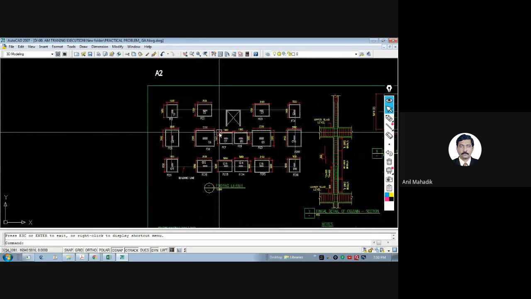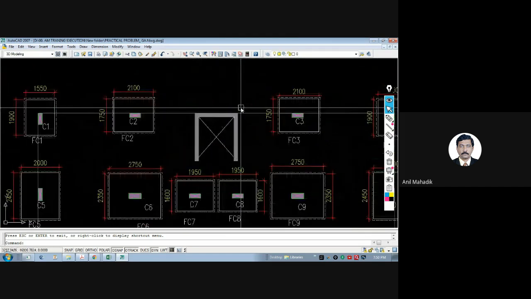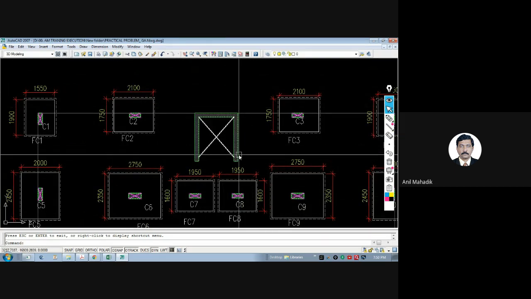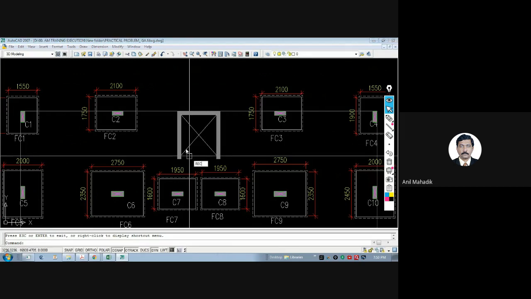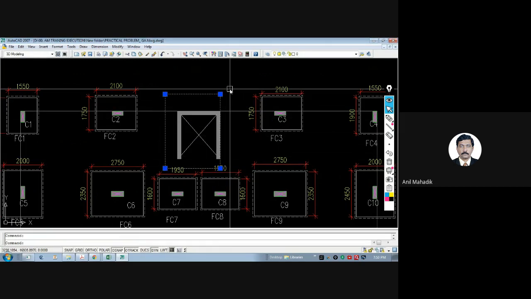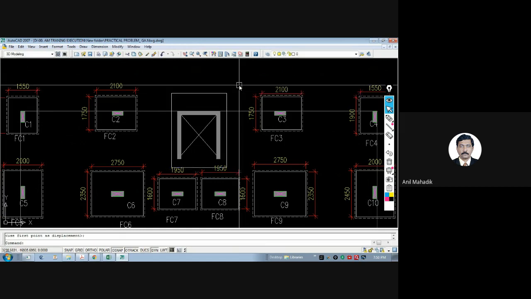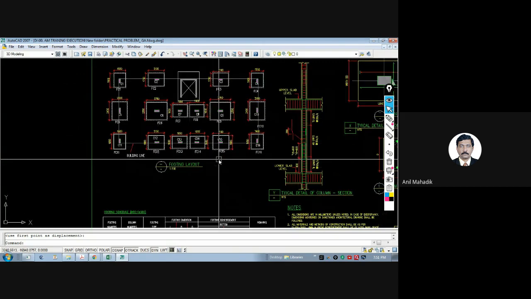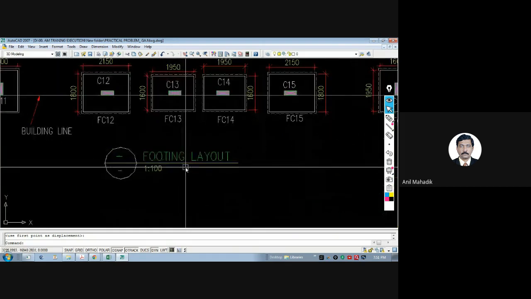So your foundation layout is ready. Now you need to design the footing also for the lift wall. So you take the loads of the lift wall, and then you can put that like this. It may be anything, I don't know, like this. Okay. Your foundation layout is ready, and you can name this as a footing layout.